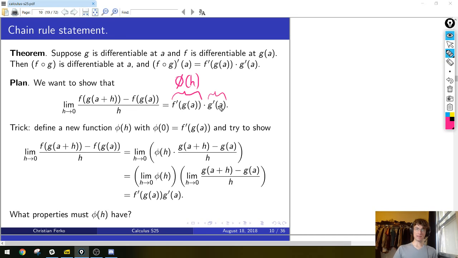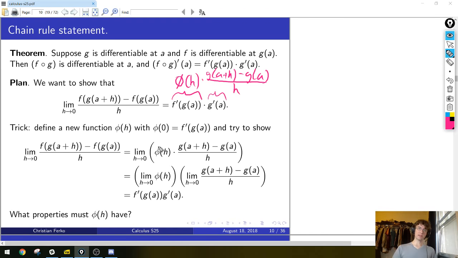And then this other thing we're going to try to massage to look like the difference quotient that defines the derivative of g. So inside the limit we want this thing which defines the derivative of g. If we can do that and make all of the details work, then taking the product of those limits will prove the chain rule.